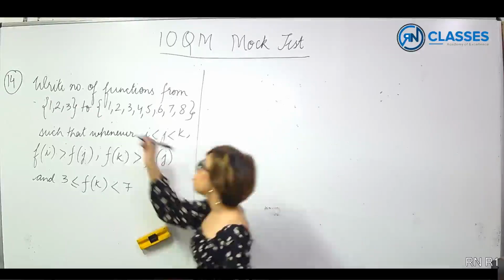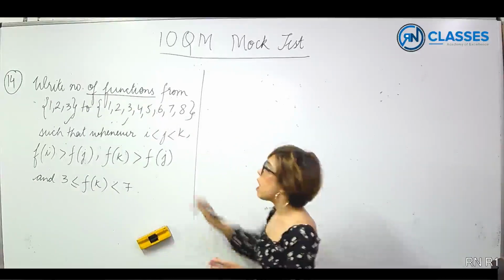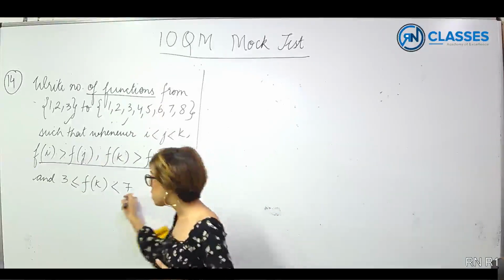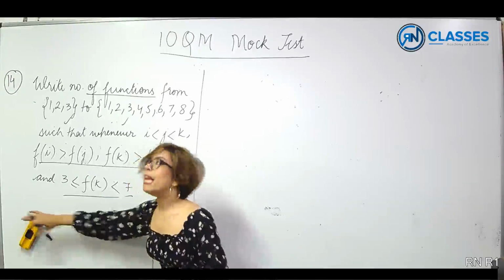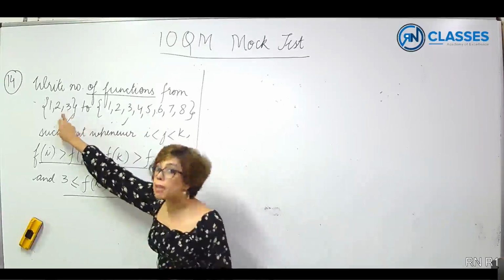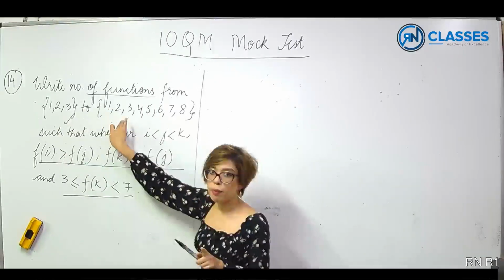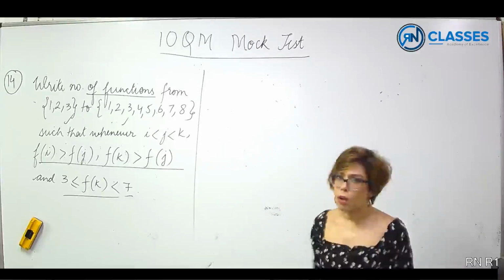Now he says write the number of functions from this set to this set, such that whenever i is less than j, less than k, this condition is satisfied as well as this. Right? Now, we know what a function is. Right? Each and every element of this set must be related, in fact, must be uniquely related to an element over here. Right? So, if I want to count the number of functions, let me have the arrow diagram.